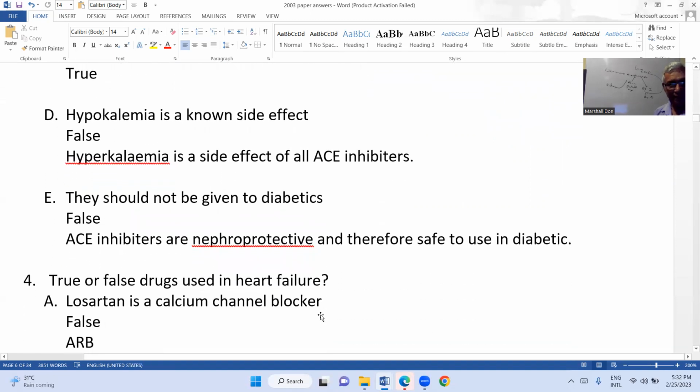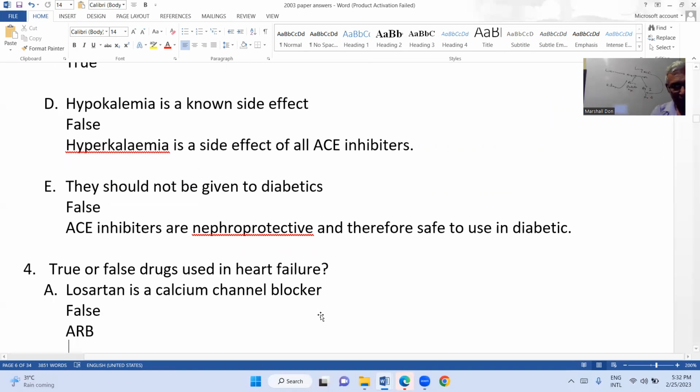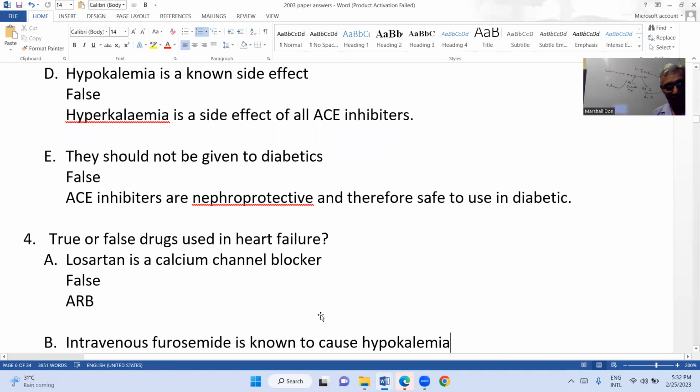They should not be given to diabetics. That is false. These are the two drugs selected for diabetic patients because they are called nephroprotective. That is, it protects the kidney. So these are the drugs given for diabetic patients when they develop blood pressure.